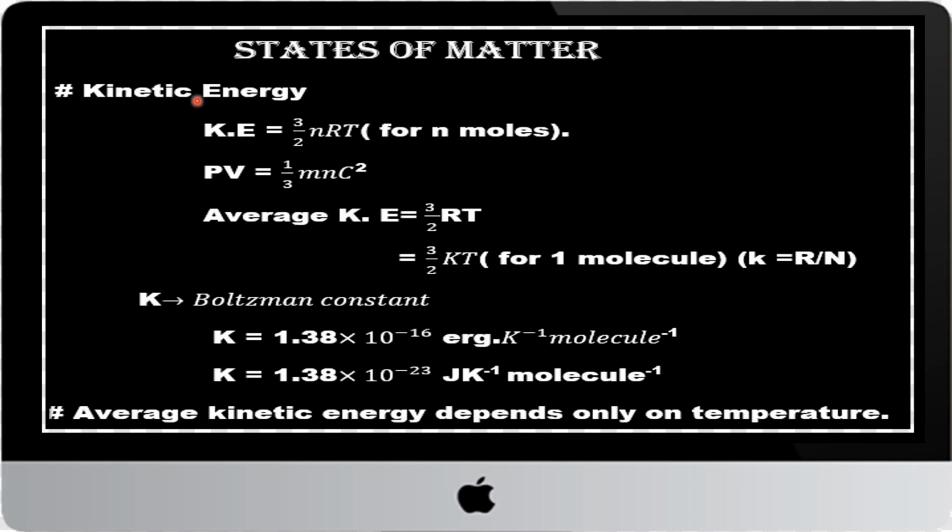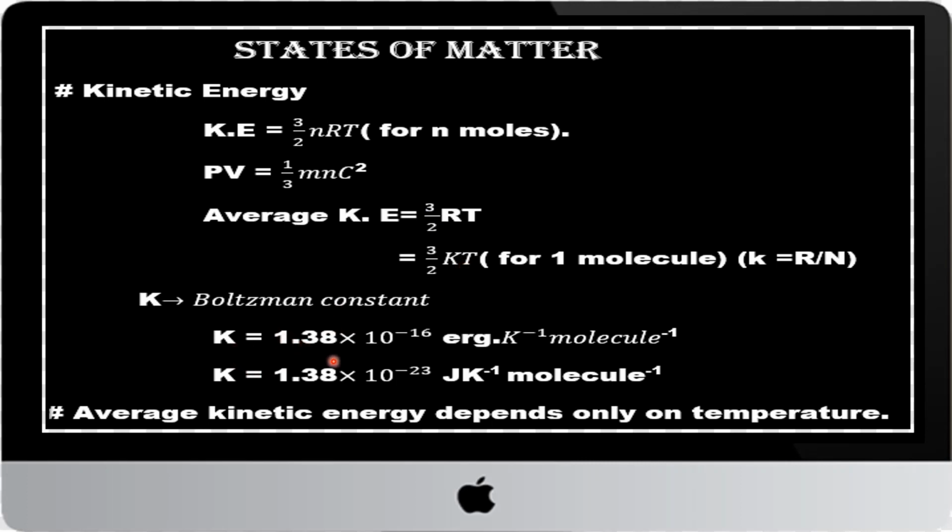This is another topic called kinetic energy. We know kinetic energy equals 3/2 nRT for n moles, and we know the relation PV equals 1/3 mnc². Average kinetic energy equals 3/2 RT, or 3/2 kT for one molecule, because k is R by N, where N is the Avogadro number. It becomes 3/2 kT. Here k is the Boltzmann constant.